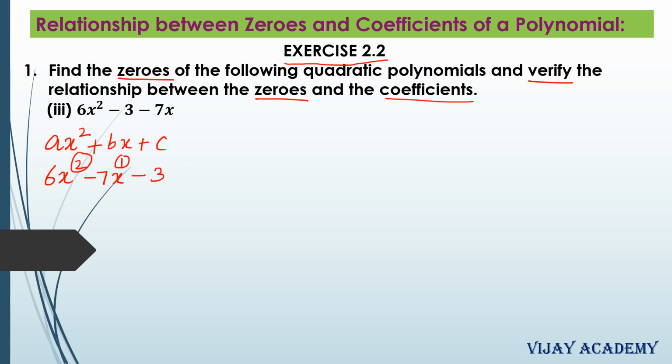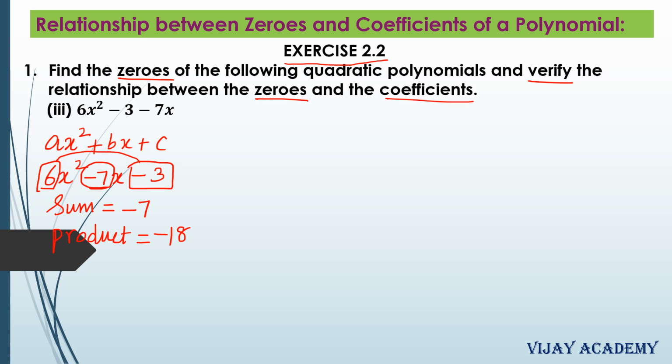Now after writing this in the standard form, let us factorize the given polynomial. To factorize the given polynomial, first we need to split the middle term. To split the middle term, we need to write the sum and product. The sum is minus 7, that is the numerical coefficient of x. So minus 7 is the sum. And the product is the product of the numerical coefficient of x square, that is 6, and the constant minus 3. So 6 into minus 3 is minus 18. So the product is minus 18.